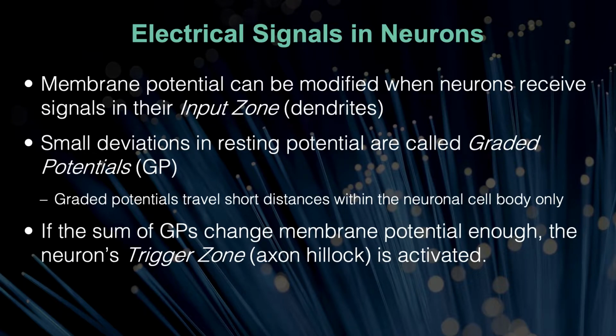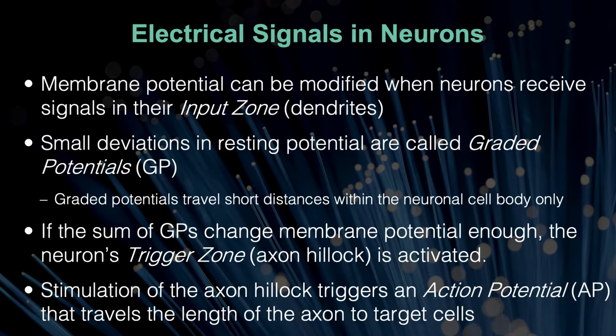But if we add a lot of these graded potentials together, we have the option or the opportunity to create a large deviation in membrane potential, to create a big signal, to turn on or turn off a neuron. If all of the graded potentials added together affect resting potential enough, it might trigger the axon hillock to send a signal. It might light up that nerve. If that happens, then the neuron is on.